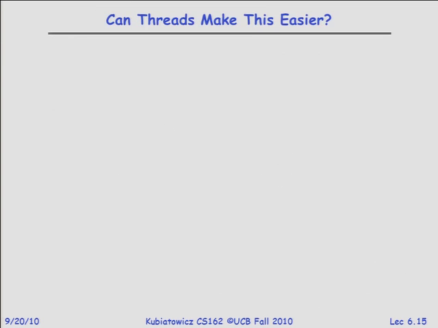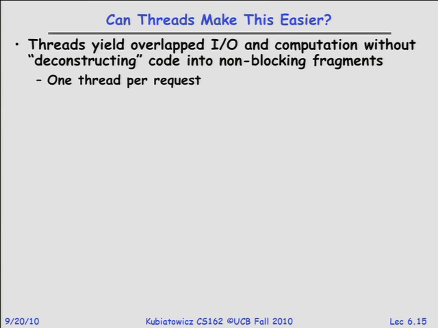So can threads make this easier? Well, threads can overlap I/O and computation without deconstructing the code. You could view what I did there: the request comes in, it looks up the account, then it does some stuff, it stores the data back. That's an obvious thread of control, and what we did was deconstruct it into pieces and put it on an event queue earlier. With threads, we just keep that obvious pathway there.